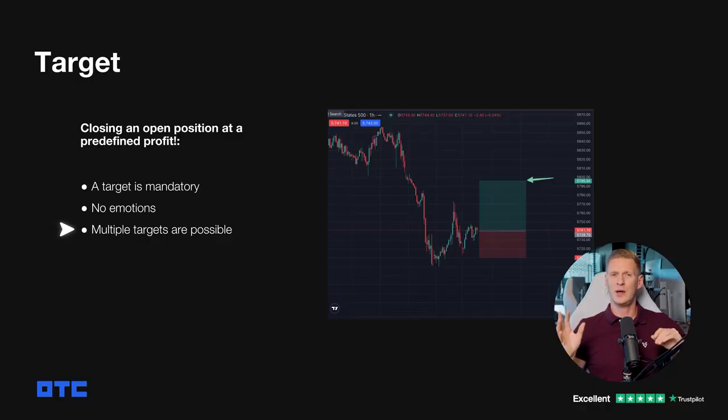Instead of closing your entire position at a single target, you can scale out, taking partial profits as price moves in your favor while keeping some of the trade open for potential extended gains. A structured approach to targets ensures consistent profits, reduces emotional decision-making, and aligns your trading with a logical, rule-based system. Now, let's take a deeper look at how we determine optimal targets in different market conditions.